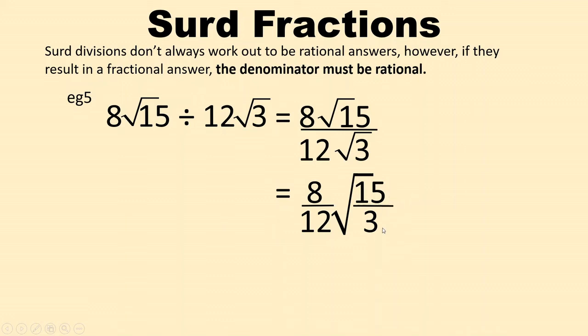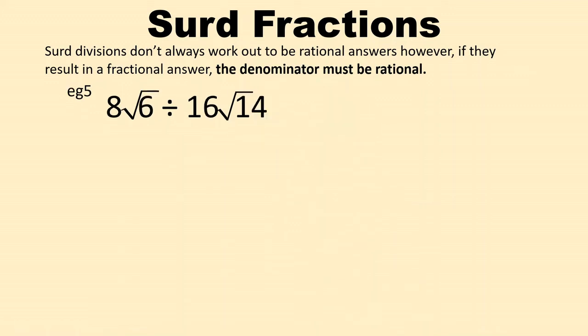There's no denominator. So my fraction 2 over 3 multiplied by my irrational part, root 5, is 2 root 5 over 3. So I've got a fractional answer. However, there is no irrational part in the denominator. So I'm perfectly happy with that answer. That is a simplified surd fraction.